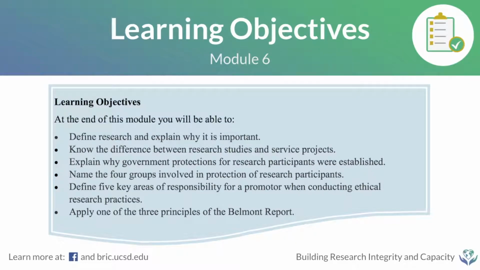The following are the learning objectives for this module. At the end of this module, you will be able to define research and explain why it is important, know the differences between research studies and service projects, explain why government protections for research participants were established, name the 4 groups involved in protection of research participants, define 5 key areas of responsibility for a promotor when conducting ethical research practices, and apply one of the 3 principles of the Belmont Report.